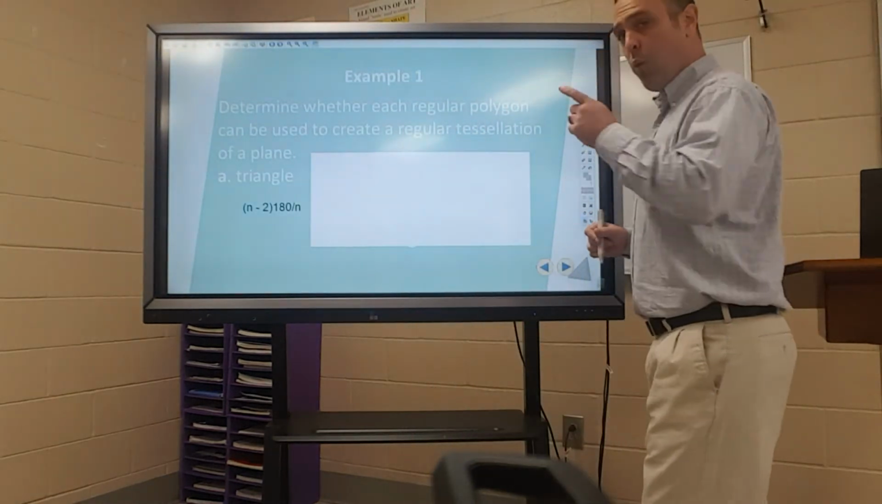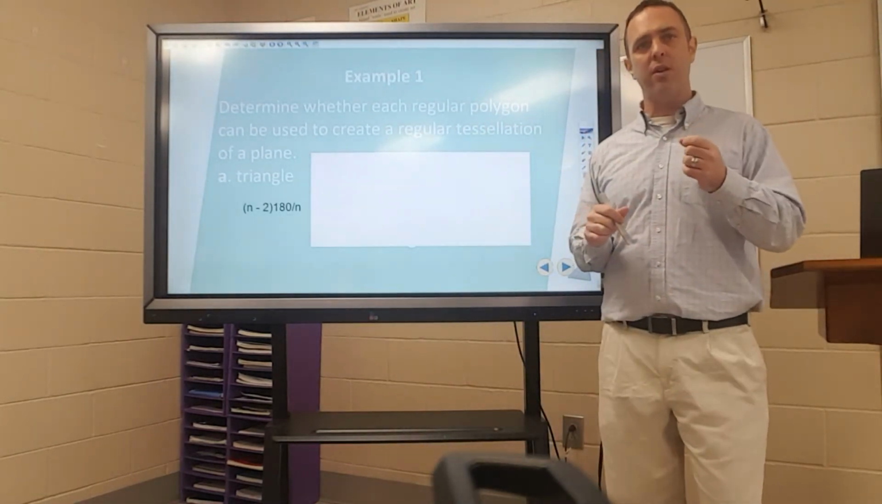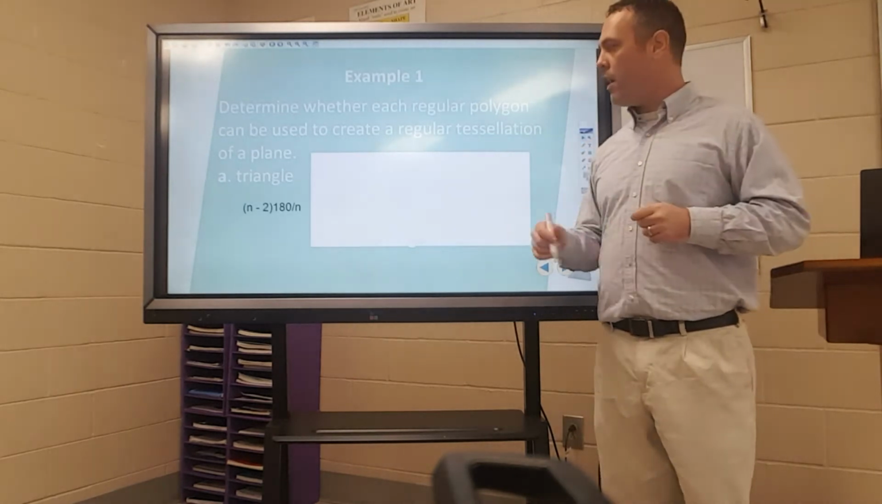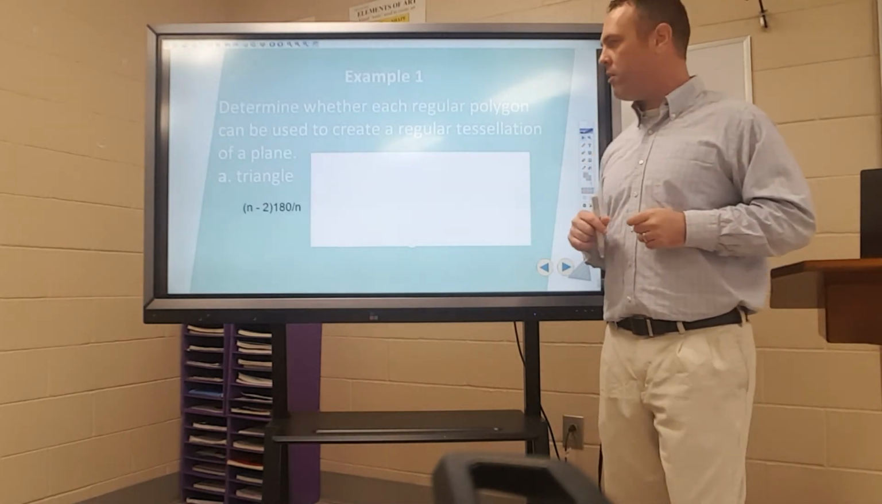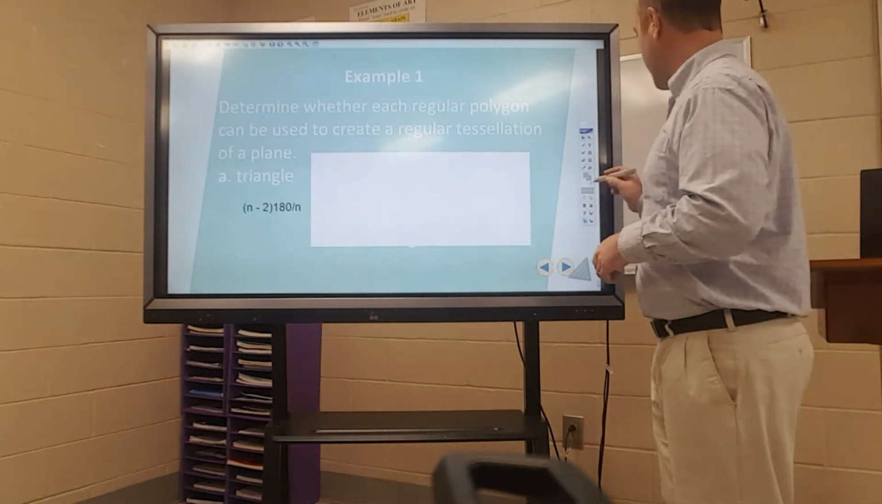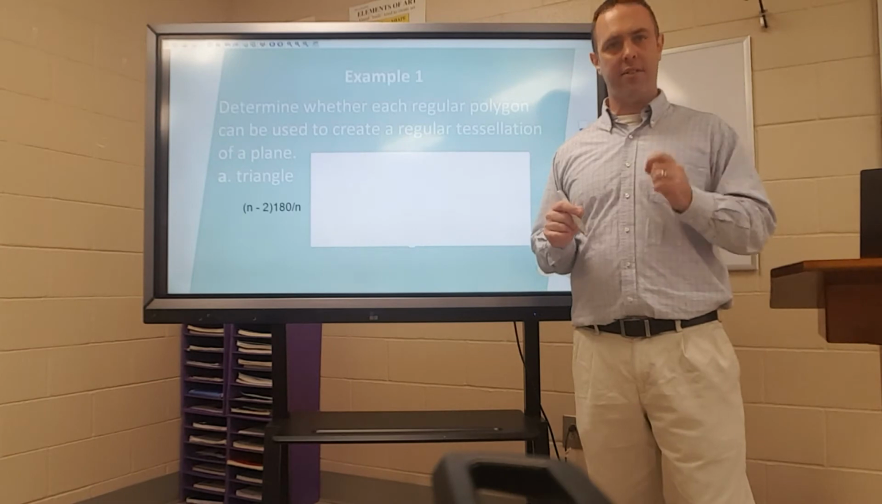All right, so now what we have to remember is, how do I calculate the interior angle of a polygon? This is that formula there: n minus 2 times 180 divided by n, where n is the number of sides of the polygon.